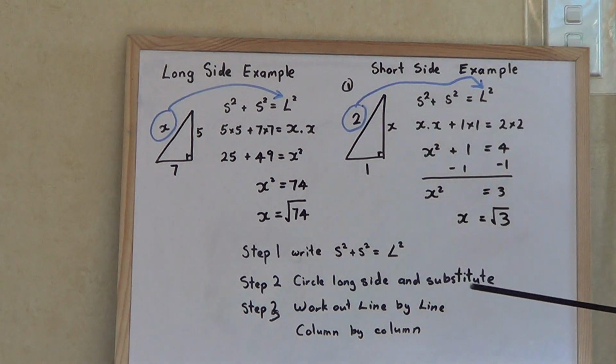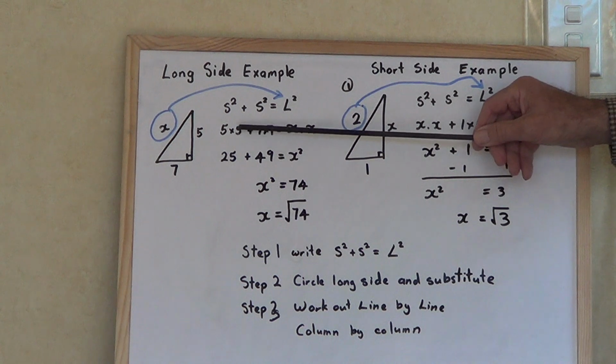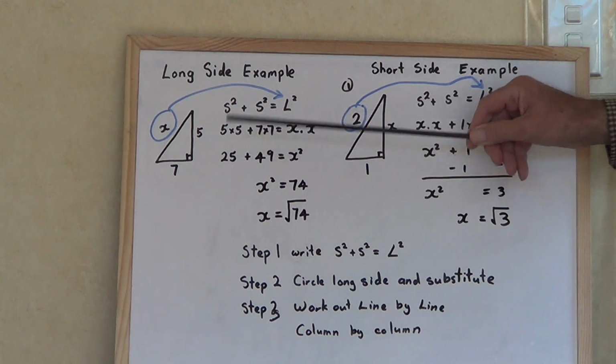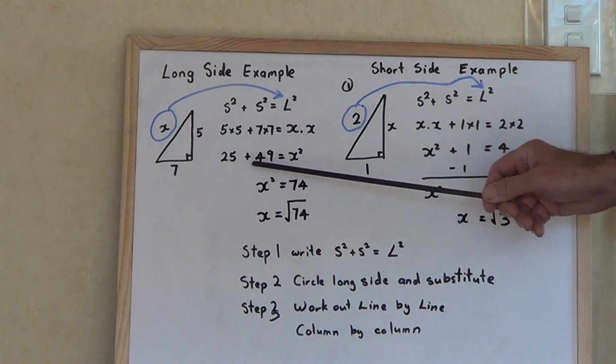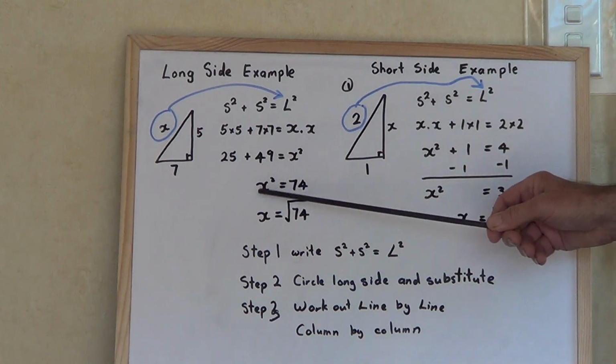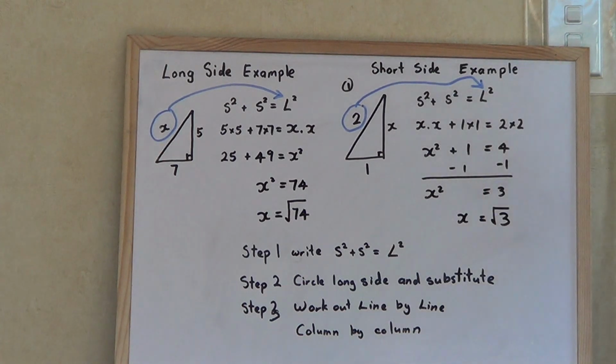And then we work it out line by line, this line here, and column by column. 5 times 5 is 25, 7 times 7 is 49, equals x squared. Add those two things together, you'll get 74, so x squared is 74, and x is the square root of 74, and you can look that up on your calculator. Normally you just hit the square root button, put in 74, then press equals.